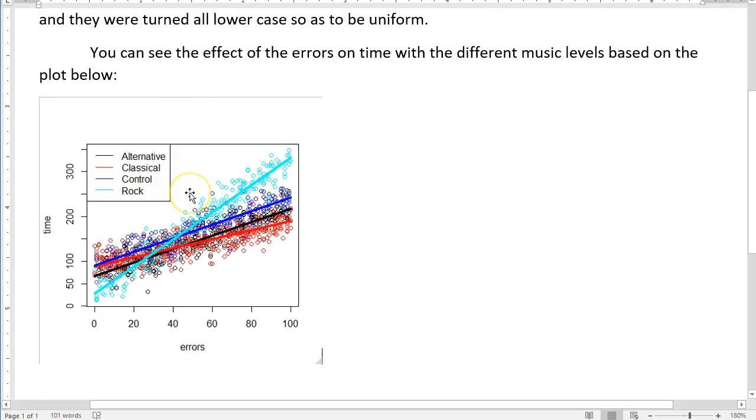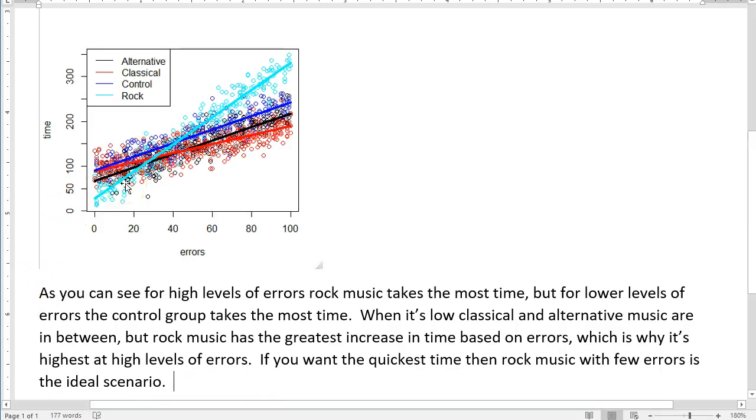Next, I'm going to use the picture. I could have started with the prediction equation. It's not like there's a particular order, and you certainly shouldn't feel like you have to go in whatever order the rubric says. It's not enough to just have a picture. I also need a couple sentences of what are we seeing here. Rock music is the best for low errors, but it takes a lot of time if you have a lot of errors. And these guys here seem to have slopes that are pretty similar.